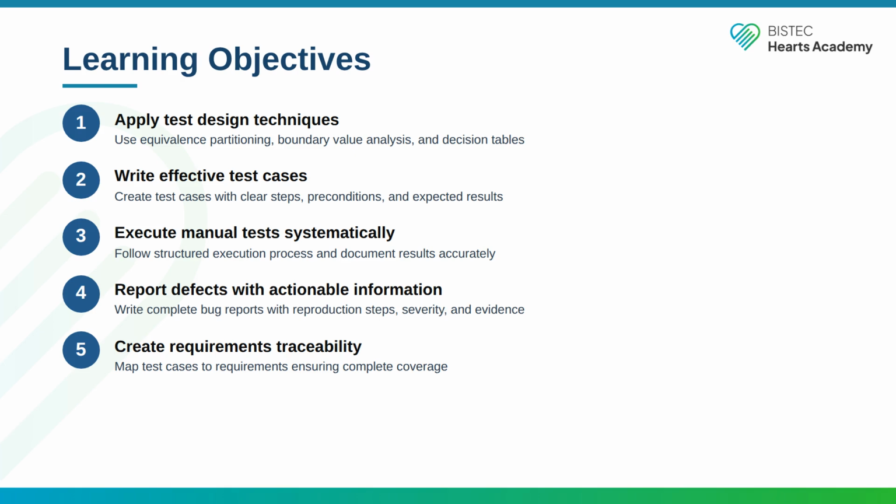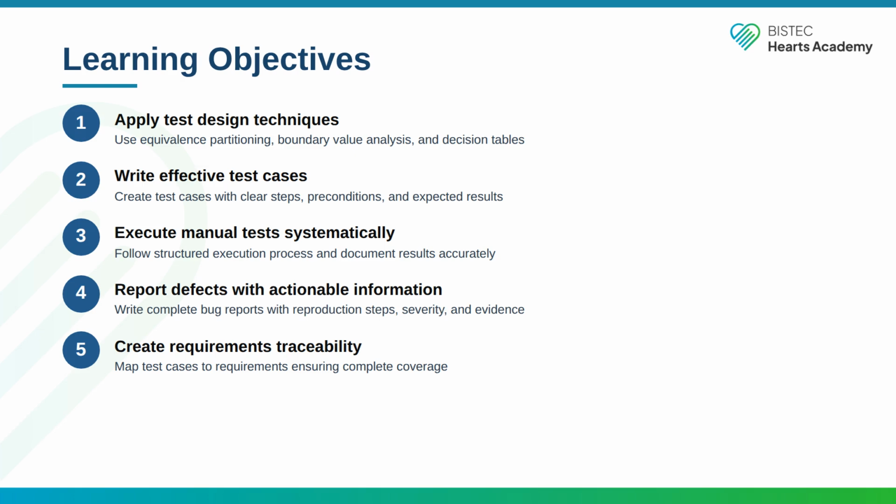Third, executing manual tests systematically. Manual testing is not clicking around randomly hoping to find something. It is following a structured process. Execute, observe, compare, document. Every single time. The discipline of systematic execution is what separates a QA professional from someone who just uses the app.